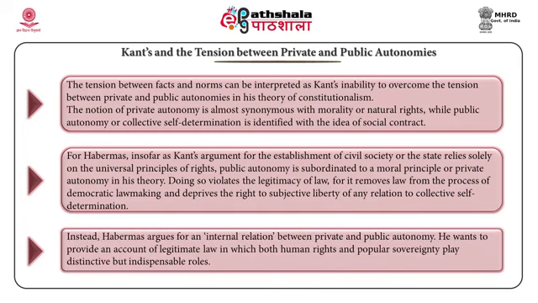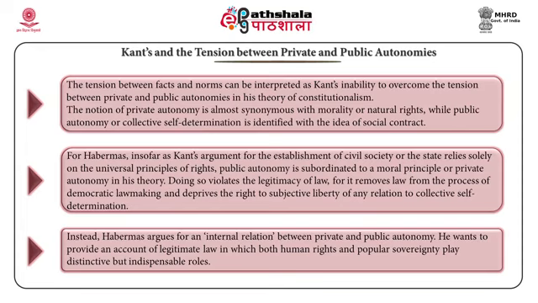autonomies in Kant's theory of constitutionalism. So Habermas inherits a great deal from Kant, but he also thinks that the way that Kant differentiates between private and public autonomy creates a problem or a tension in the attempt to harmonize between facts and norms. For Kant, the notion of private autonomy is almost synonymous with morality or natural rights, while public autonomy or collective self-determination is identified with the idea of the social contract.